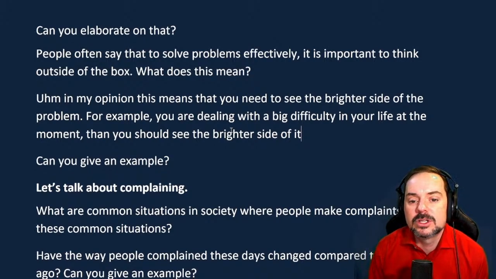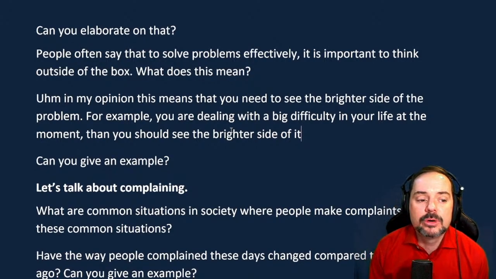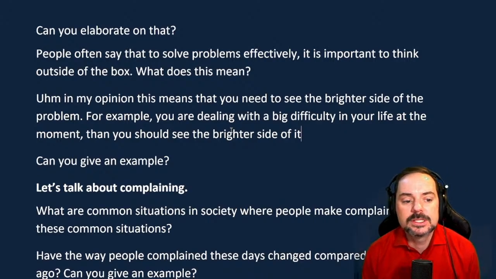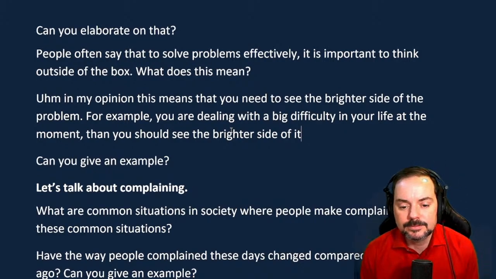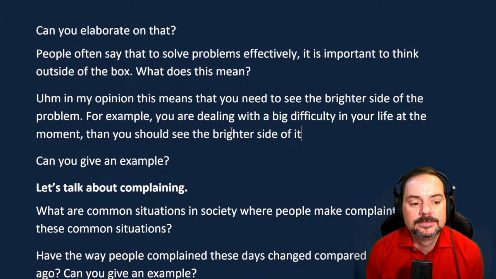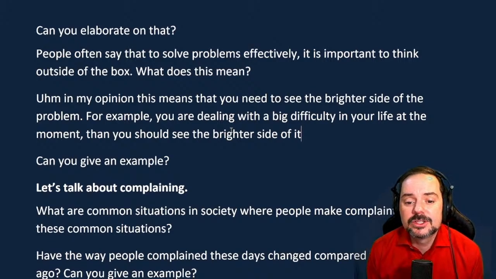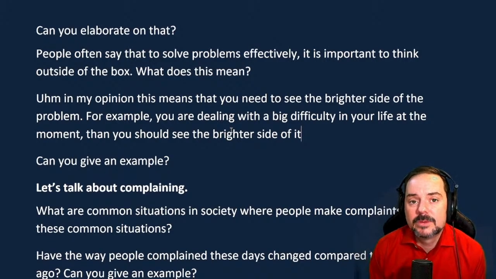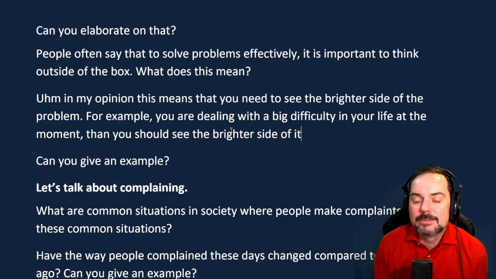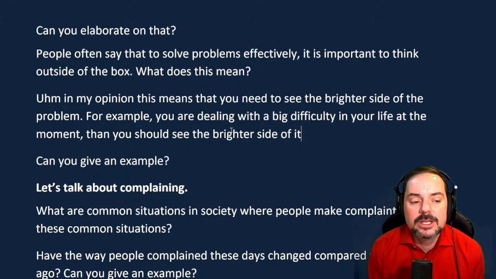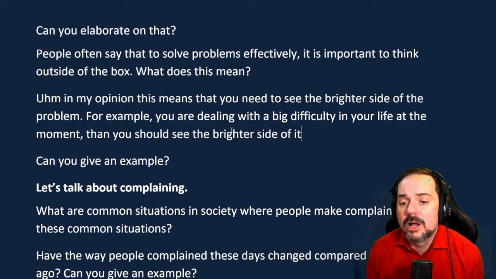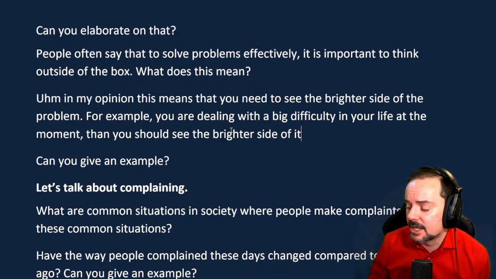People often say that to solve problems effectively, it is important to think outside the box. What does this mean? I'm a little bit nervous right now. Oh, it's okay. Keep the first part of the answer the same, and then when I ask you for the example, just use the exam as the example. One more time, it's okay. Just take a deep breath, and when you're ready. People often say that to solve problems effectively, it is important to think outside the box. What does this mean?